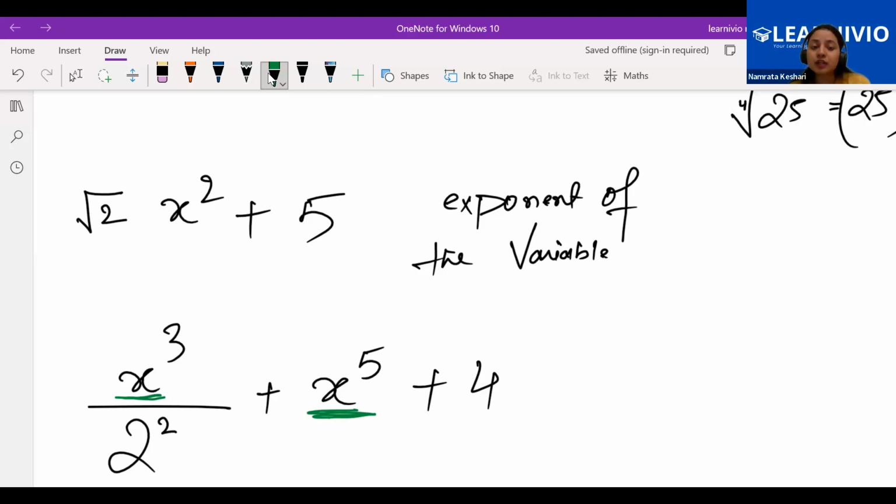Variables, exponent. Whatever is multiplied with the variable, that is fine. Whatever is sitting on the head of the variable, that we are going to focus on. So constant, number, coefficients, everything is perfectly fine. We are going to focus on the exponent of the variable. If that's a whole number, then it's a polynomial.